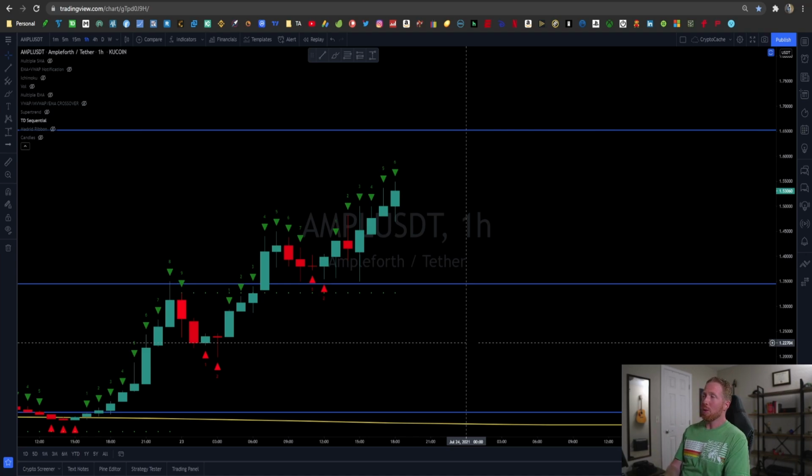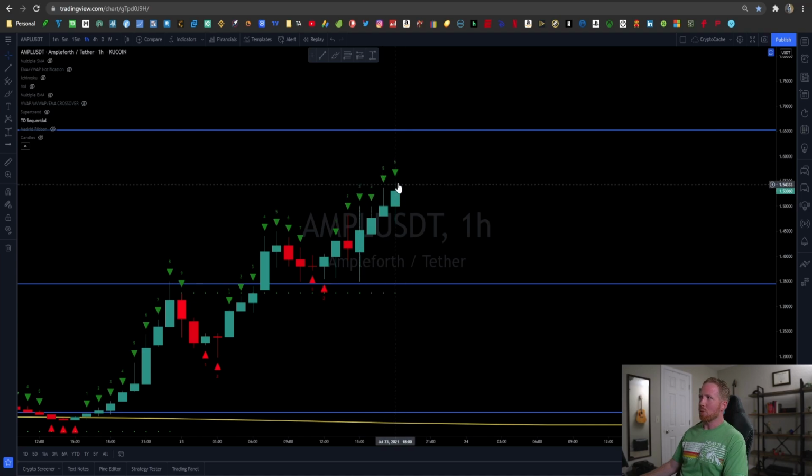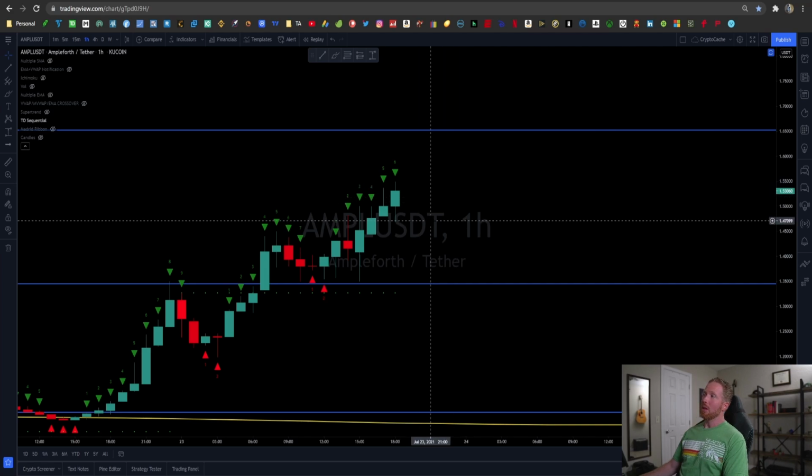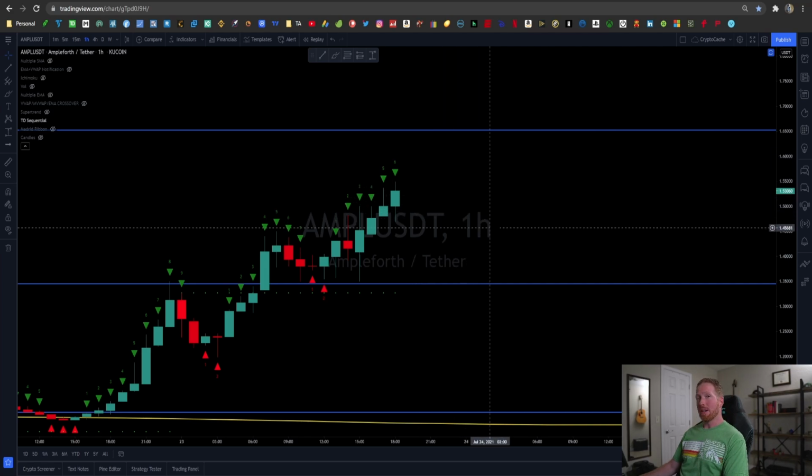Now the TD sequential is nice because it identifies exhaustion. Usually, at least according to the TD sequential, when the number hits a 9, we have 9 straight bars of increase. Essentially, this most recent bar was higher than the previous 4th bar. You don't need to remember all that, but the bottom line here is that when this number gets to 9, and it will likely, based on its momentum here, it'll likely reset and retrace back down.